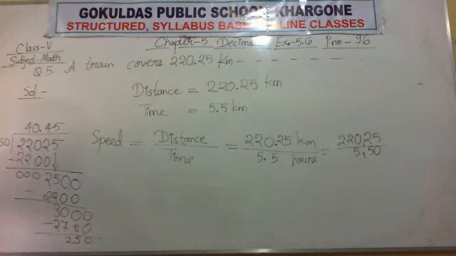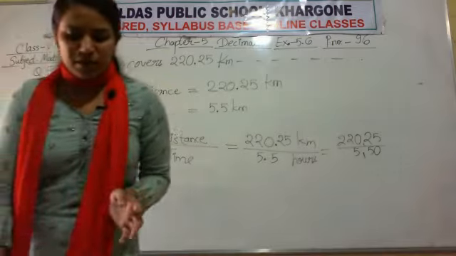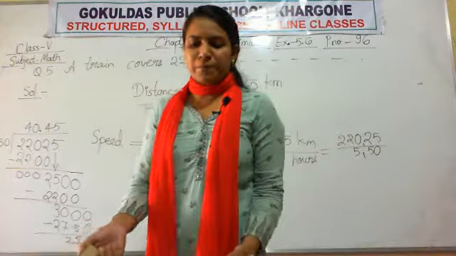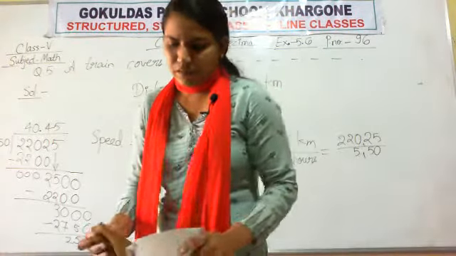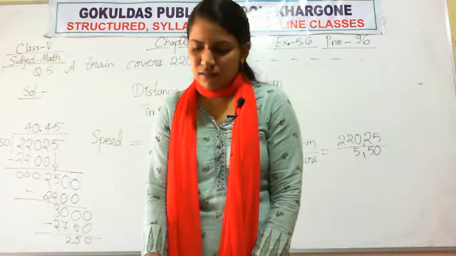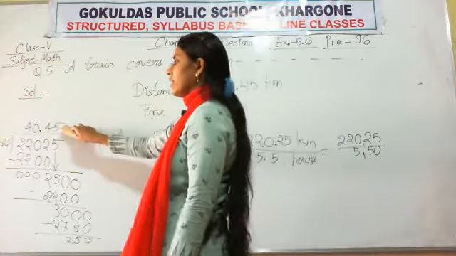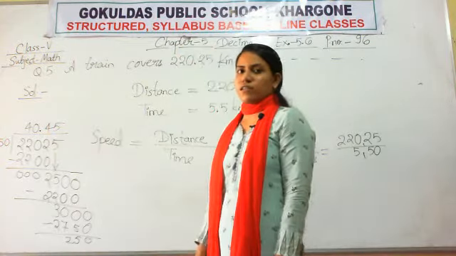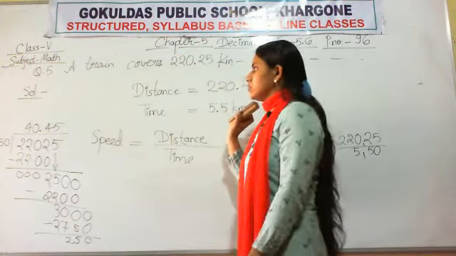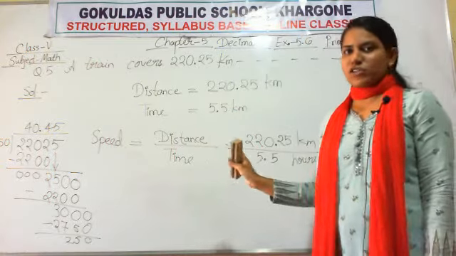250 again, 250. In this question I have some problem, because in the backside of the worksheet the answer is given something different, and when we are dividing our answer is something different. So leave it. I will provide this question in PDF.